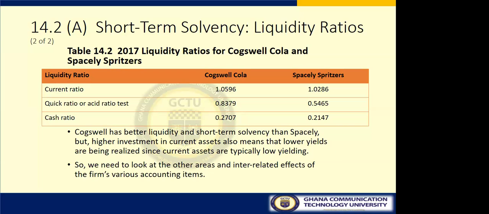Any other explanation? Let's hear from others. He has given a very good point, good explanations. What about you? What are you saying about the quick ratio of 0.8379 of Cobweb Cola to that of Spritzers of 0.5465?